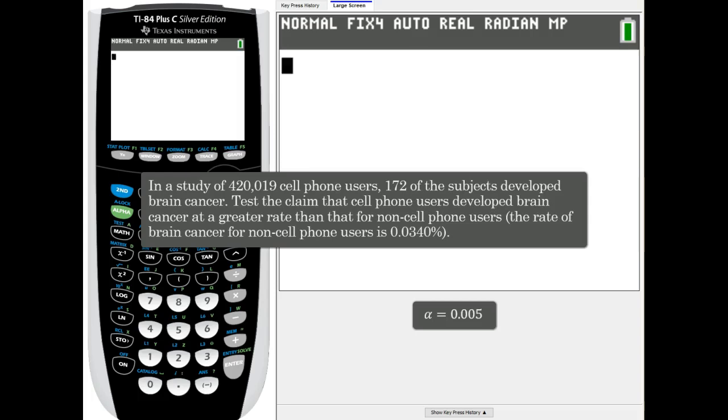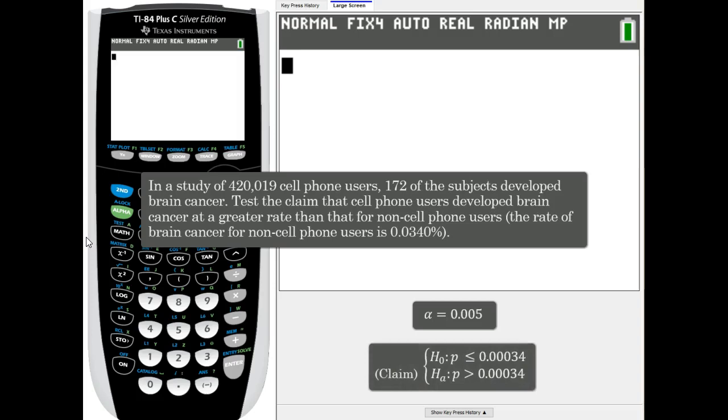Now that we know what type of test we're going to use, let's set up H0 and HA. Test the claim that the cell phone users develop brain cancer at a greater rate than that of non-cell phone users. So we're going to test the proportion against the rate of the brain cancer for non-cell phone users, 0.0340%. Because it's greater than, our claim is an HA.